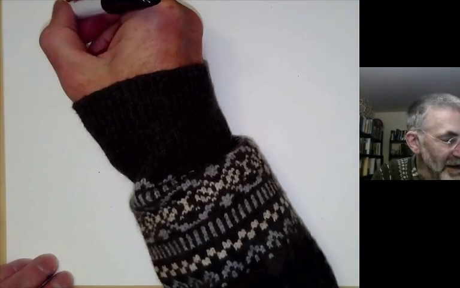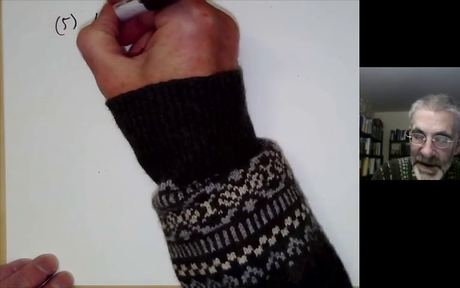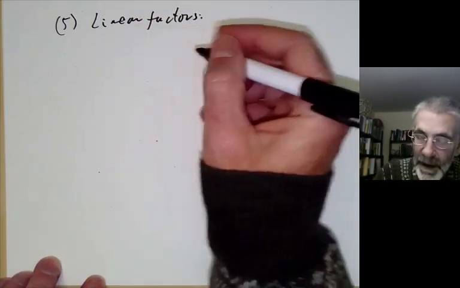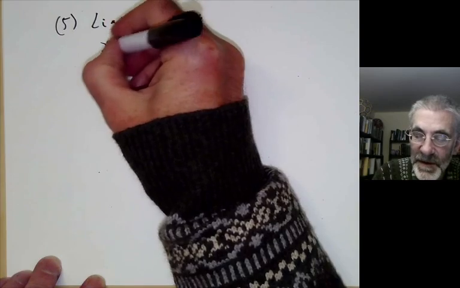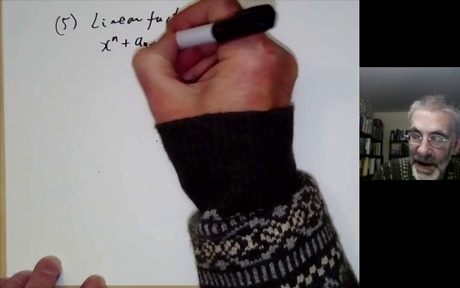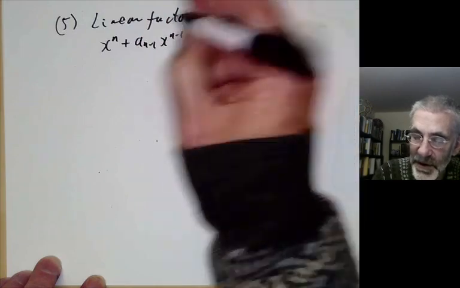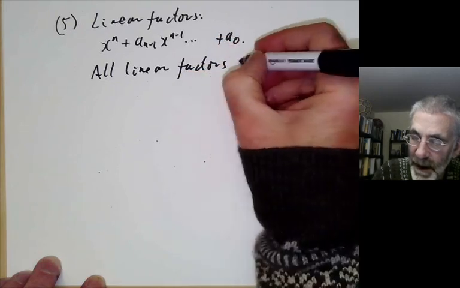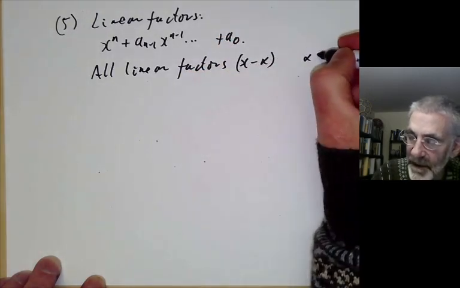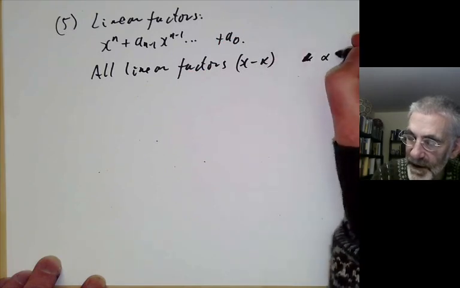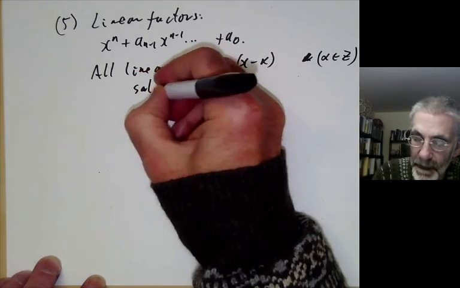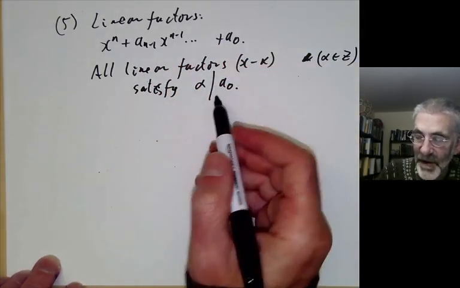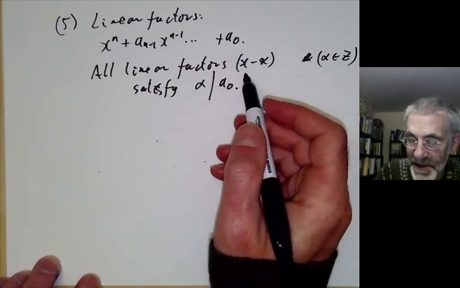So finally, we will just talk about linear factors. Linear factors are easy to find because if we've got a polynomial x to the n plus a n minus 1, x to the n minus 1, and so on, plus a 0, all linear factors x minus alpha, with alpha in Z, satisfy alpha divides a 0. And this follows easily. For example, it's a special case of Gauss's lemma.